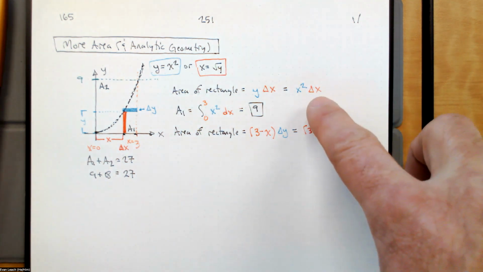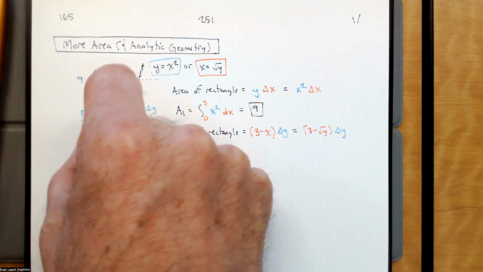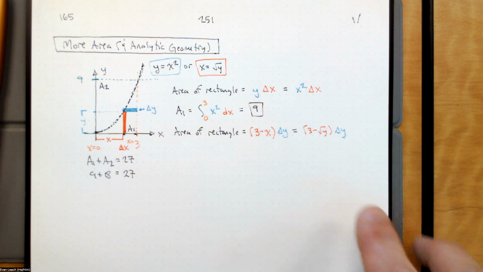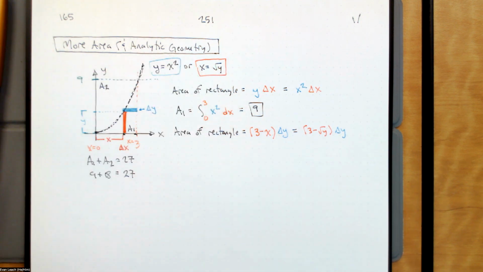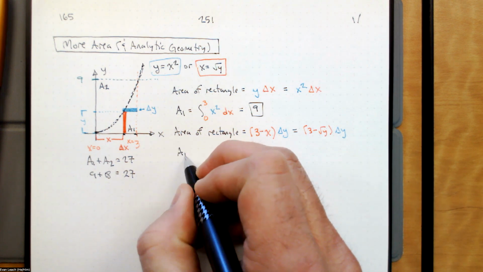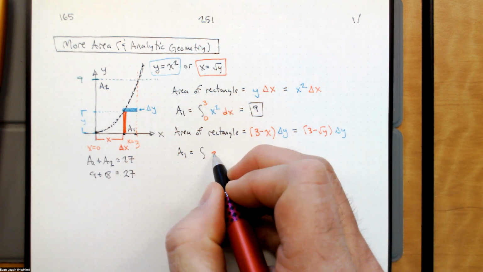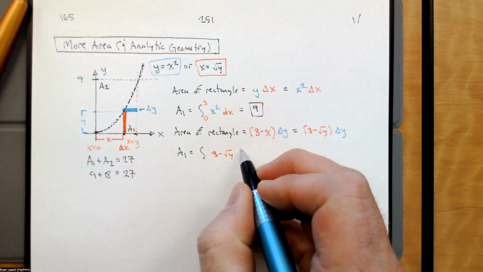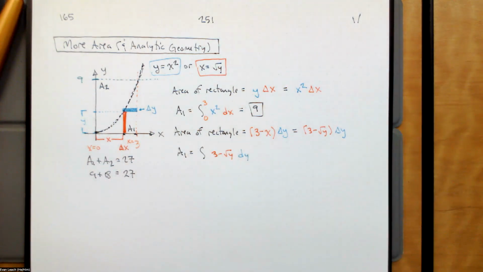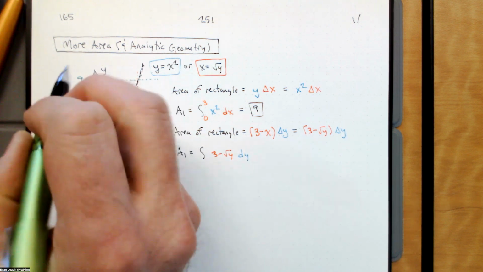So instead of watching my x squared values grow from 0 up to 9, x starts off here as 0, and then the heights increase up to 9. My height is now going to start off when y is equal to 0 at 3 and shrink down to 0. So A1 will be the integral of 3 minus square root of y. In the continuous sum, delta y becomes dy. And now we integrate over the values of y that are in play. Y starts off at 0 and goes up to 9.